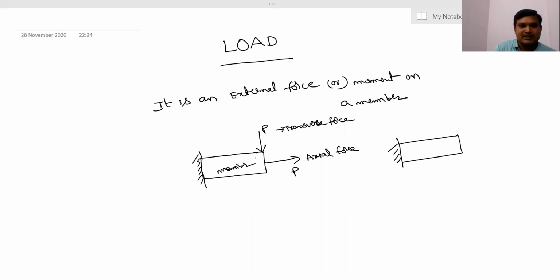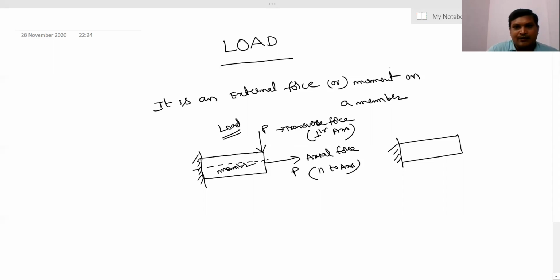So axial force means, this is the axis of this member, parallel to the axis. Transverse force is perpendicular to the axis. So this is an external force on the member. So this is called load, or we can call it a moment on a member.